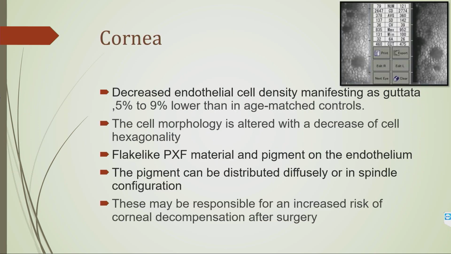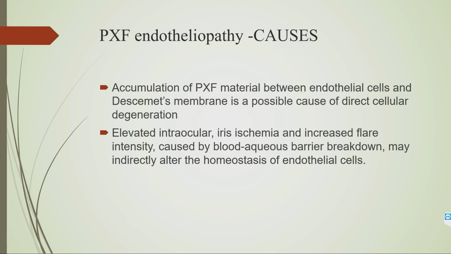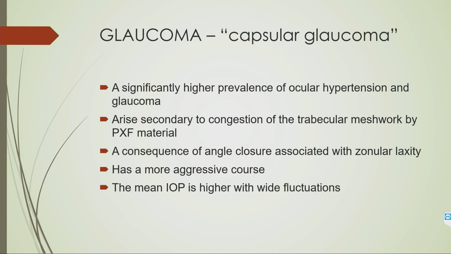The cornea shows decreased endothelial cell density as well as altered morphology. And there will be flake-like PXF material seen in the corneal endothelium. The accumulation of the material between the endothelial cells and Descemet's membrane is a possible cause for direct cellular degeneration. And the IOP increase, the iris ischemia, and increased flare intensity may indirectly affect the homeostasis. So you have the altered morphology also.